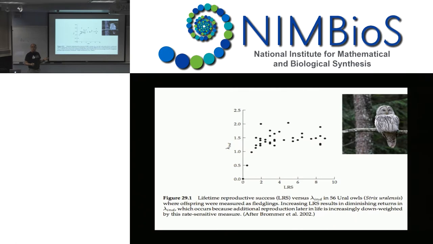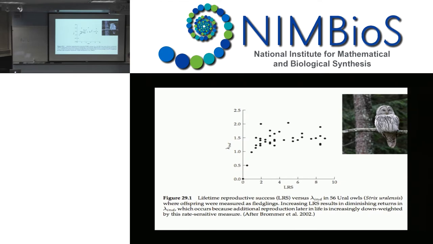But we've got two measures of fitness: how many offspring you leave, lifetime reproductive success, and this discounted weight accounting for overlapping populations. What you clearly see is early on there's a really clear distinction, but in this species at least, when you have high lifetime reproductive success, reproductive success up here doesn't necessarily translate into this measure here of fitness. So questions about that?